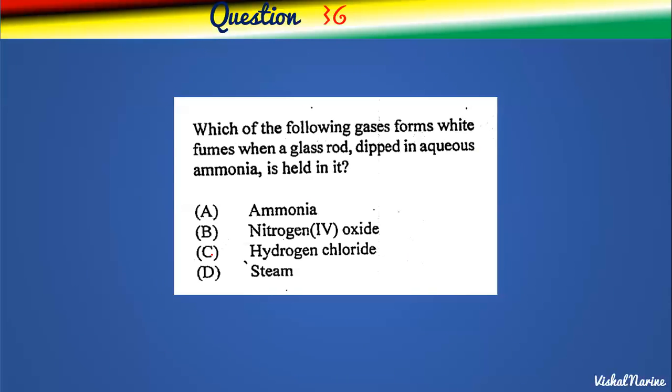All right, so I'll give you a chance to try out question 36. Good, so I see most of you saying C, which is correct. It tells us here that ammonia reacting with hydrogen chloride is going to form white fumes, and actually that is ammonium chloride, which is white.